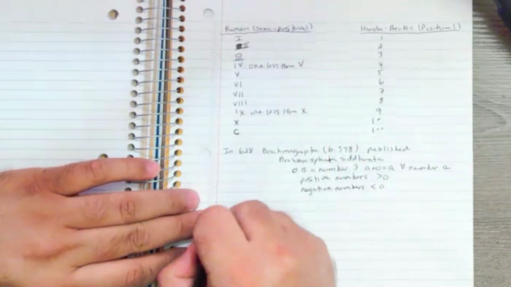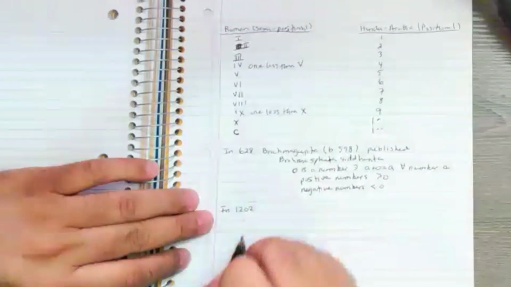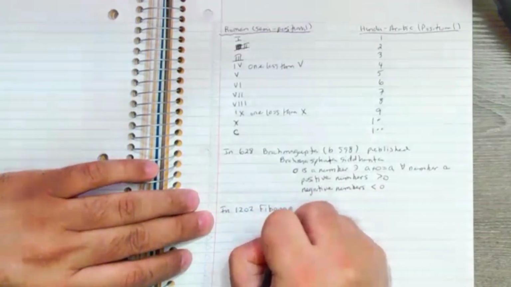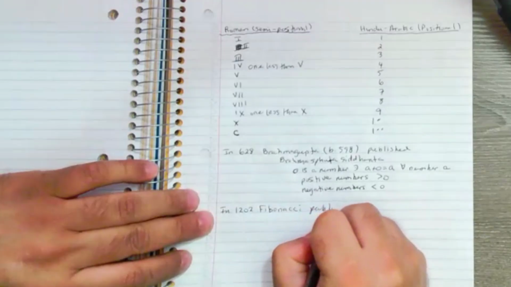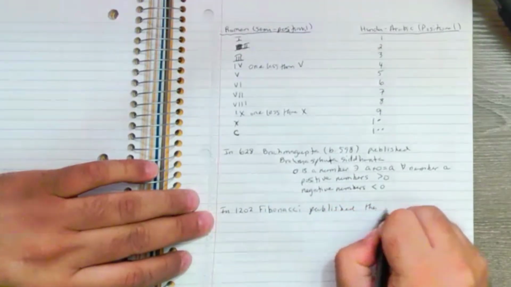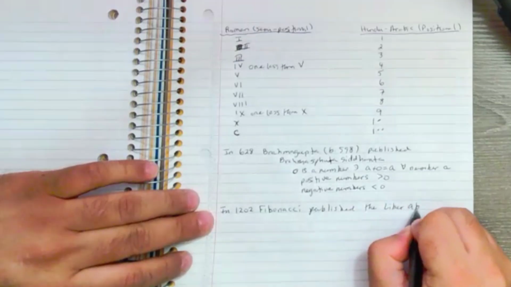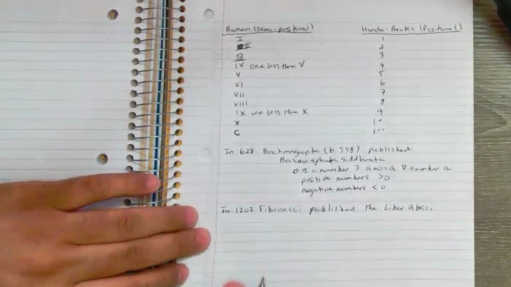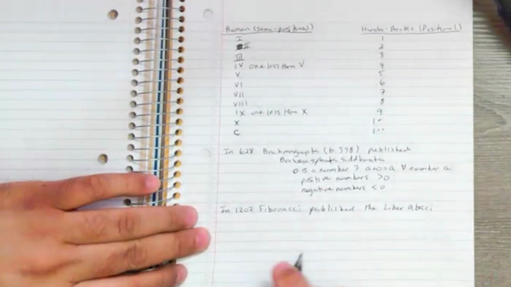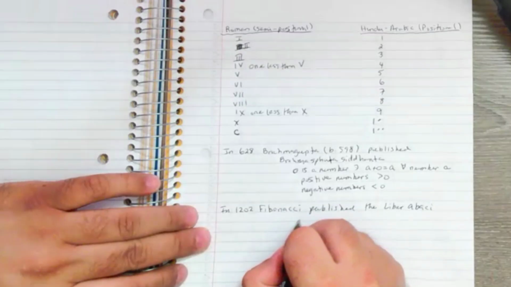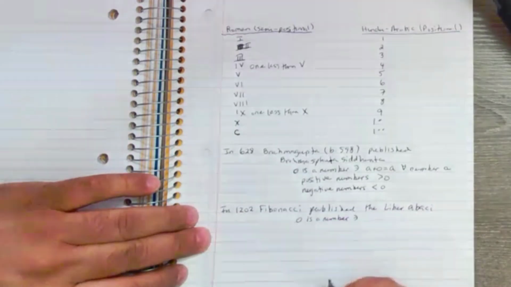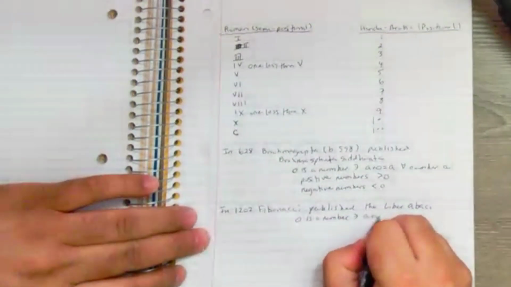And so it wasn't until 1202 that the mathematician who would become known as Fibonacci published the Liber Abaci, the Book of Computations. And in this publication, we again see in Europe that 0 is a number, and it can be used in computations, and 0 is the number that when we add it to any other number, it does not change that number.